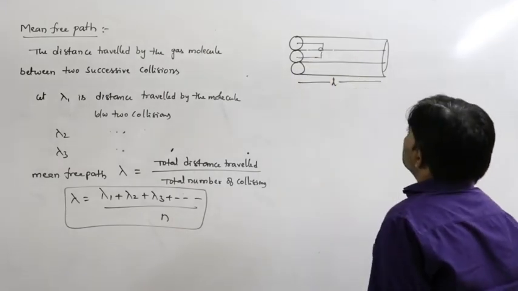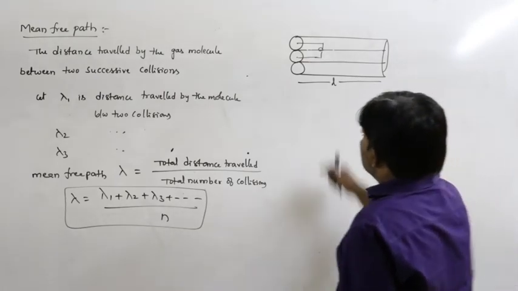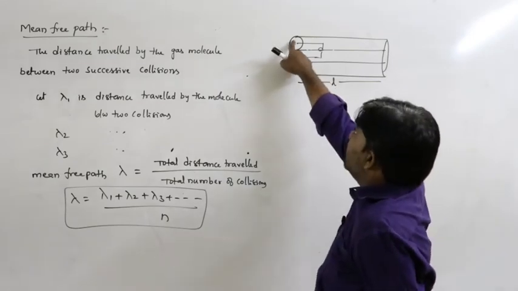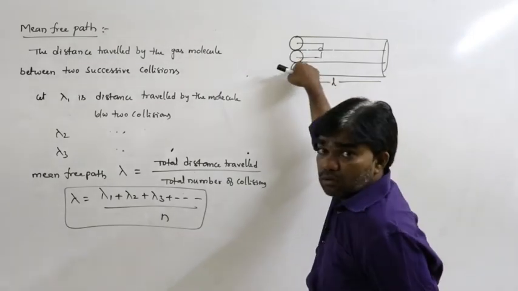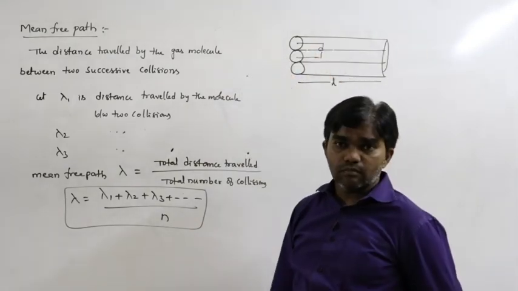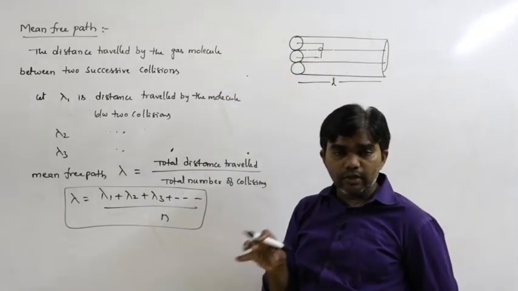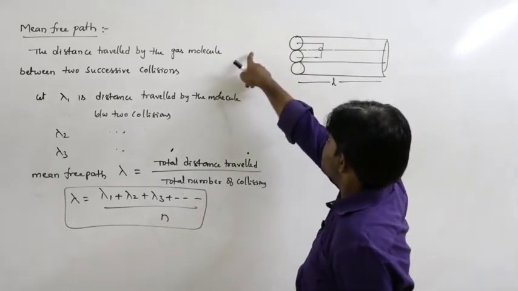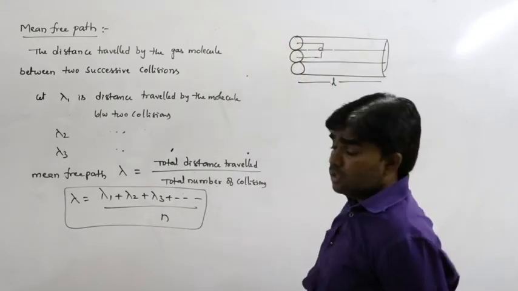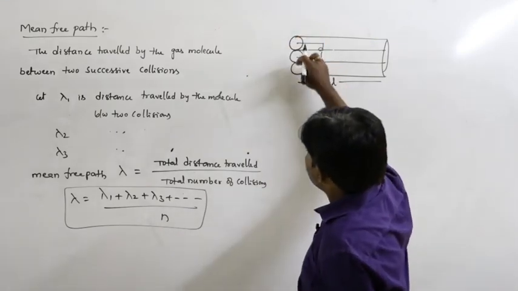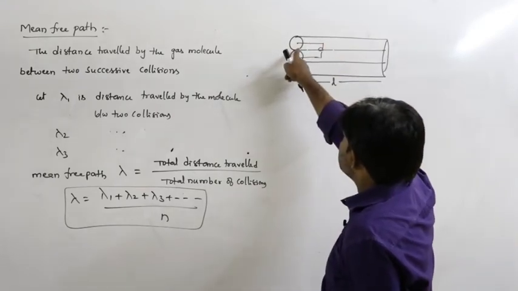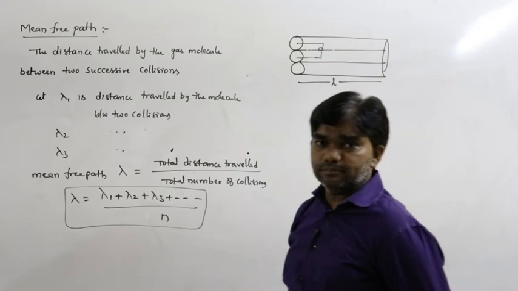Now come to the topic. Upper molecule and lower molecule are both at rest. Only the middle molecule can move. Let us say this molecule moves like this in a straight line. Then it collides with the adjacent two. This molecule collides with this one and this one, and it travels in a straight line. Then this molecule collides with all the molecules in the straight line.